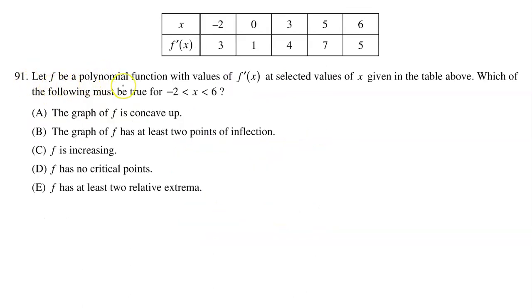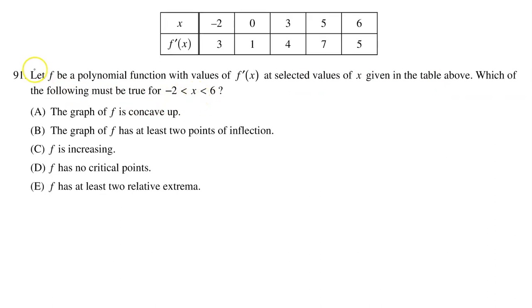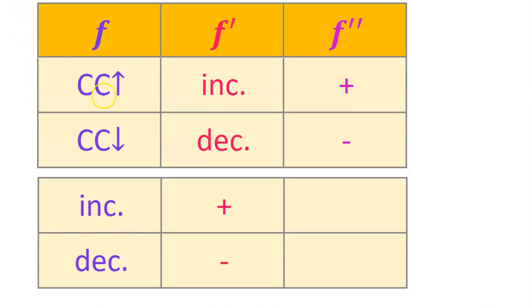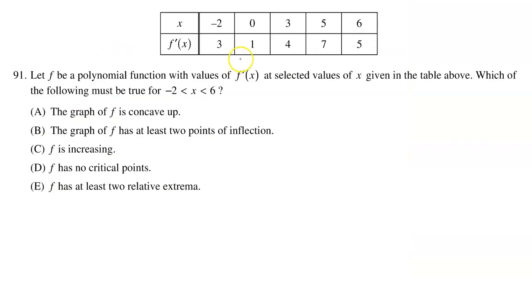Let f be a polynomial function with values of f prime at selected values of x given in the table above. Which of the following must be true on the interval from -2 to 6? Option A. The graph of f is concave up. If f is concave up on this entire interval, then f prime should be increasing on the entire interval. Let's check it out. 3, 1. Right there already not increasing. So A is not the answer.